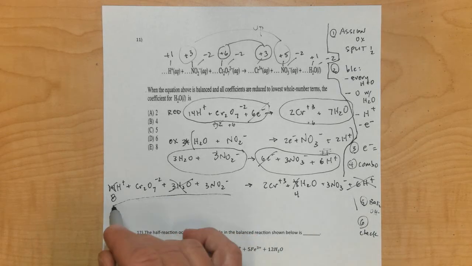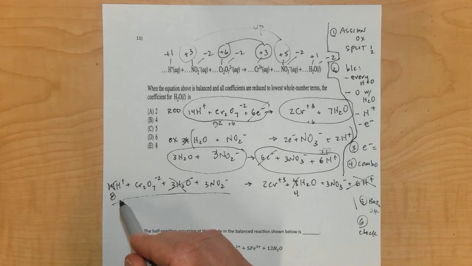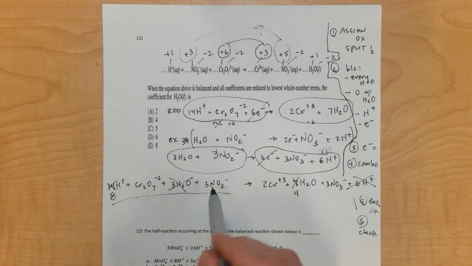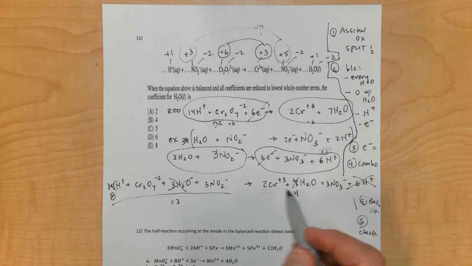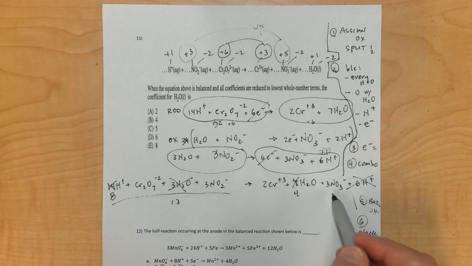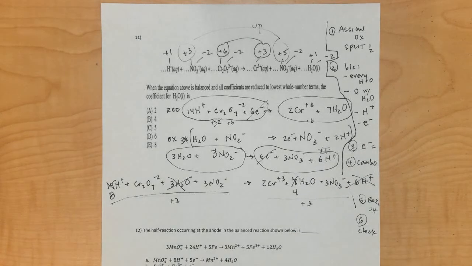Oh my goodness, this is a lot to do live on video. Let's see, 8 pluses right here, 2 minuses right here, and 3 minuses right here. That gives me positive 3 on this side for a charge. And then over here, I have 6 pluses right here and 3 minuses right here, so I have a total of positive 3 on this side. So for charge, it works out.